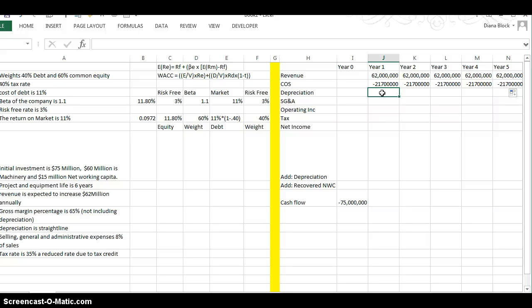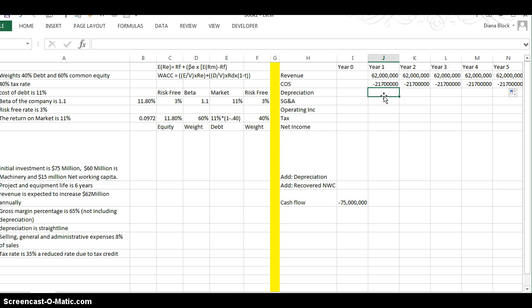So of the 75 million initial investment, only 60 million is machinery. So that's what we're going to depreciate, only the machinery. We're not going to depreciate net working capital. And the depreciation is going to be straight line over the 5 years. Oh, the project life is 6 years. I'm sorry. It says 6 years on our example here.